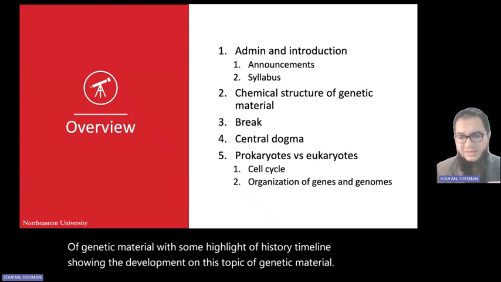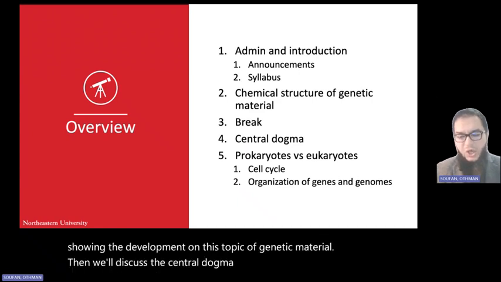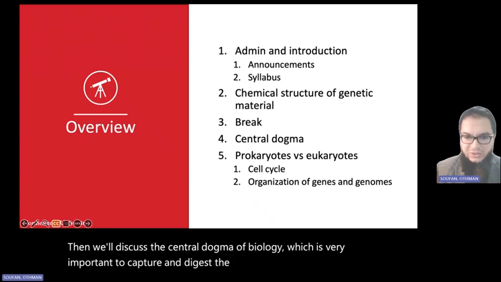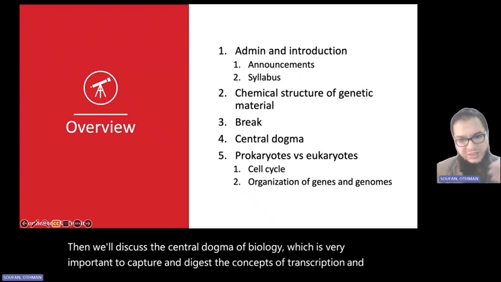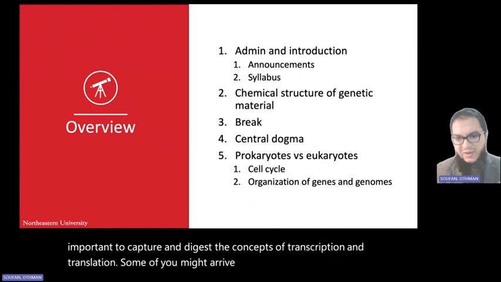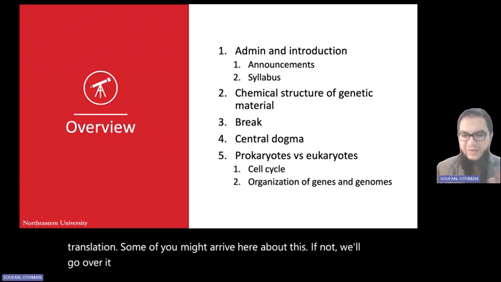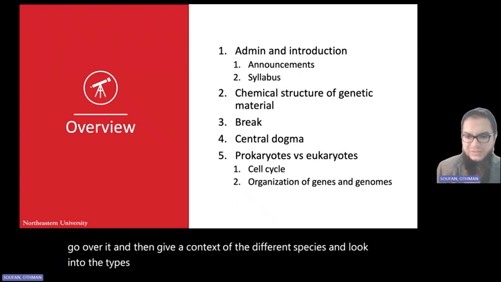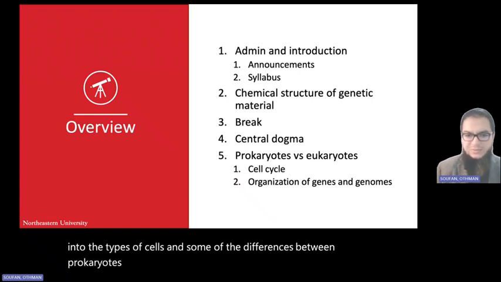Then we'll discuss the central dogma of biology, which is very important to capture and digest the concepts of transcription and translation. Some of you might have heard about this. If not, we'll go over it. And then give a context of the different species and look into the types of cells and some of the differences between prokaryotes and eukaryotes.